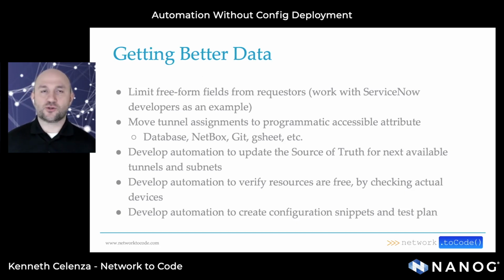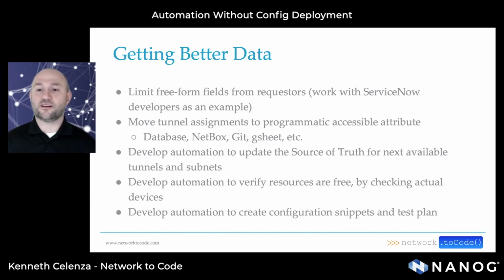You're fine. The tool is a little bit less relevant. Some tools are, of course, better than others, but that's just the way it goes. And then start to develop automation to update the source of truth for those next tunnels and subnets. And then verify it, right? You want to actually go to devices. More than likely you're not going to be ready to just say, okay, it grabbed it from the source of truth, we're going to trust that it's going to deploy. You're still going to follow that process of verifying that those resources aren't there. Is tunnel 135 actually used? Yes or no? And then develop the automation to create the configuration snippets, but not to deploy them, right?